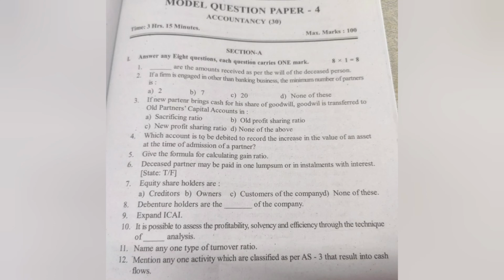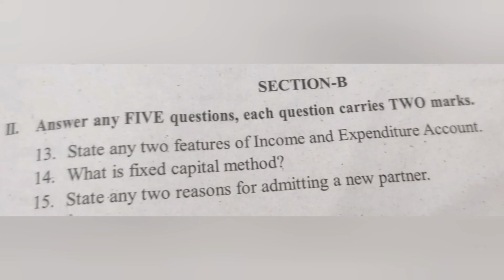Okay, let's go to section B. The questions are features of income and expenditure account, what is fixed capital account, and two reasons for admitting a new partner. So let's get started with the answers.